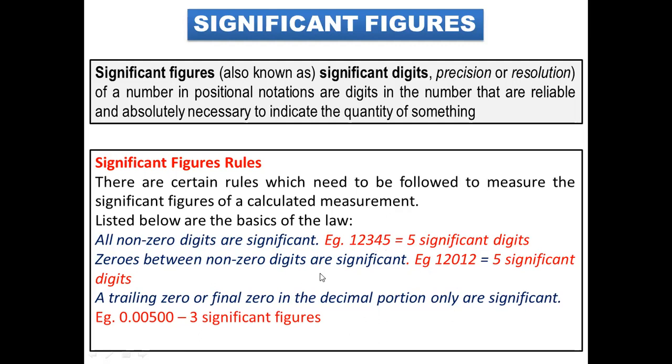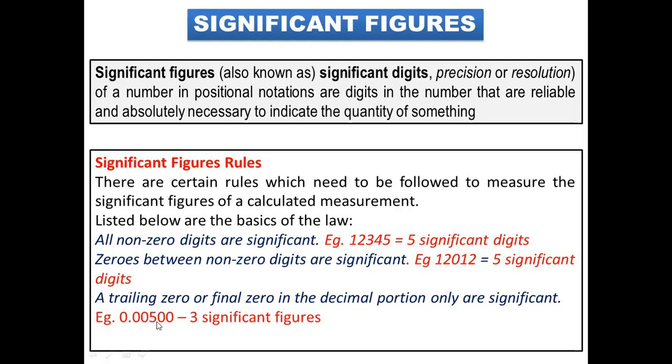Second is that zeros between non-zero digits are significant. So suppose that this is the number 12012. So here is a zero in between these two digits. So what is the sentence here? Zeros between non-zero digits. So this is a zero between two non-zero digits, so it will be significant. So here 5 significant figures or digits. Now the third rule is that trailing zero or final zero in the decimal portion only are significant. So trailing zero or final zero in the decimal portion. So is the decimal point where before this 20 are not significant.